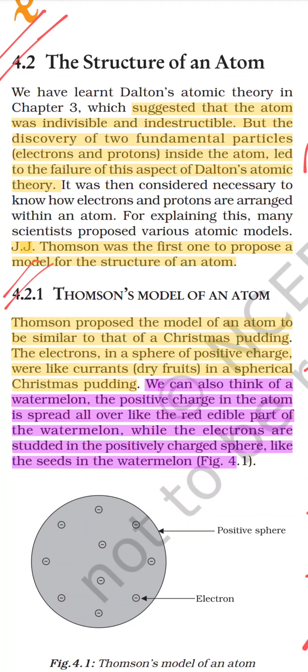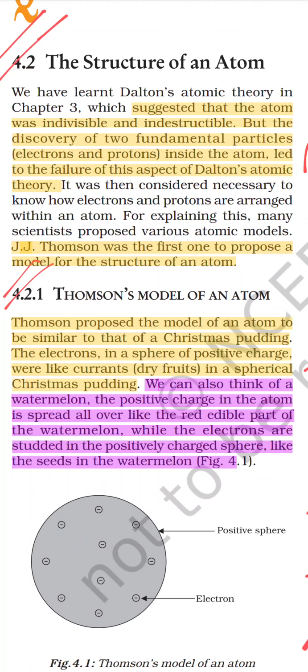The structure of an atom. We have learnt Dalton's atomic theory in chapter 3, which suggested that the atom was indivisible and indestructible, but the discovery of two fundamental particles, electrons and protons, inside the atom led to the failure of this aspect of Dalton's atomic theory.